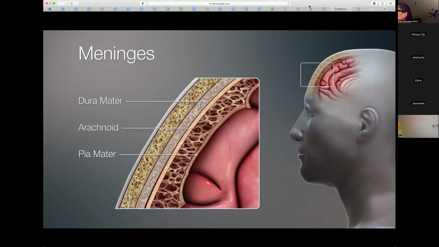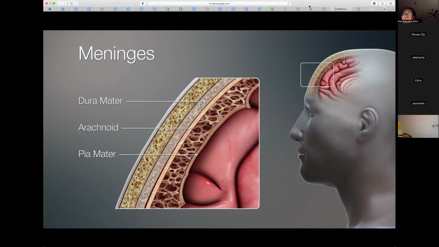Yes, okay. So when the meninges become irritated, either from infection or trauma, this is what we call meningitis. So you have three meningeal layers: dura mater, arachnoid, and pia mater. From superficial to deep, out to in, it's dura, arachnoid, pia.